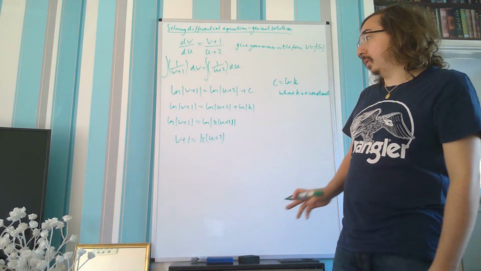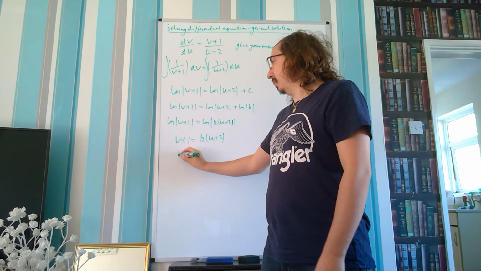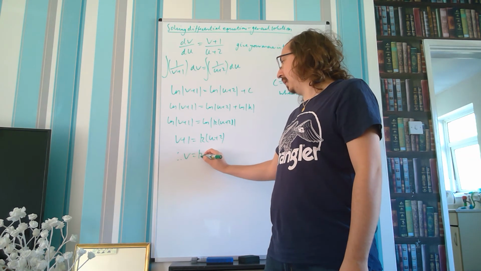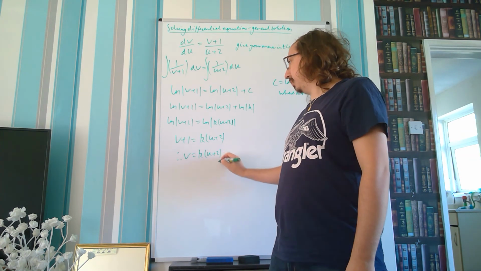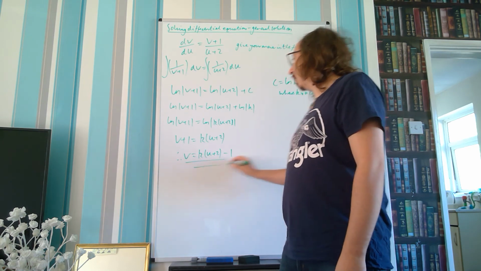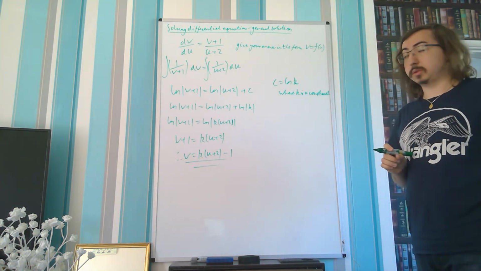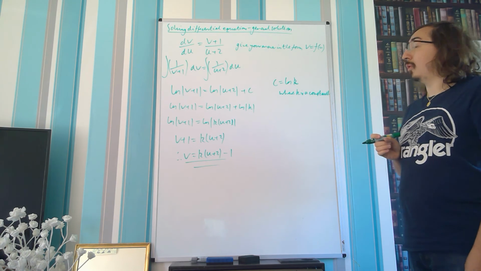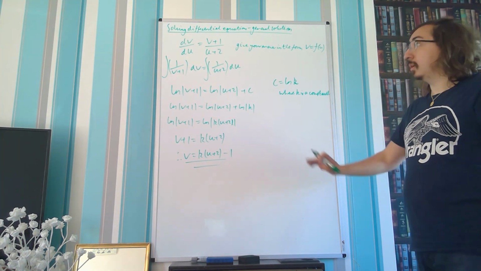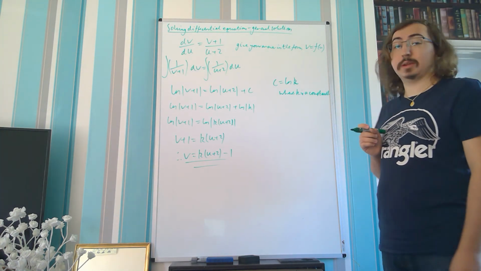And then the very final thing we need to do, move this plus 1. So v is k times u plus 2 minus 1, where k is just a constant. And then we've got it in the form v equals f of u. And so therefore we have finished our problem.